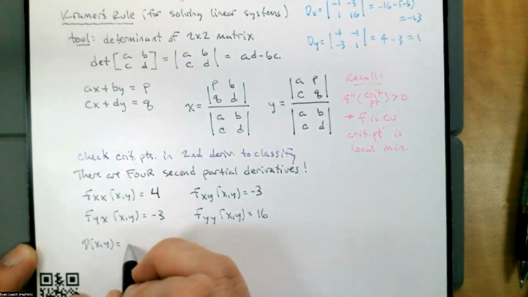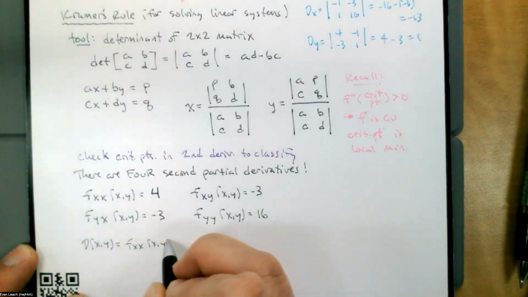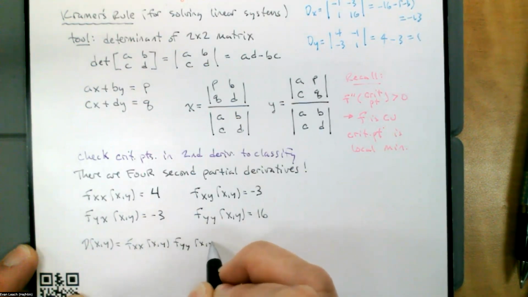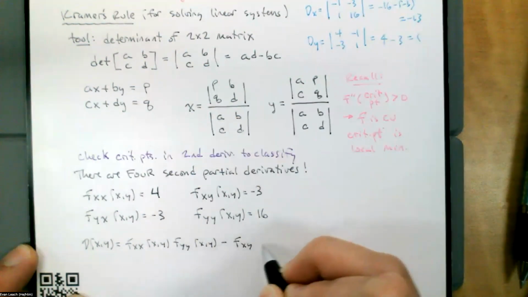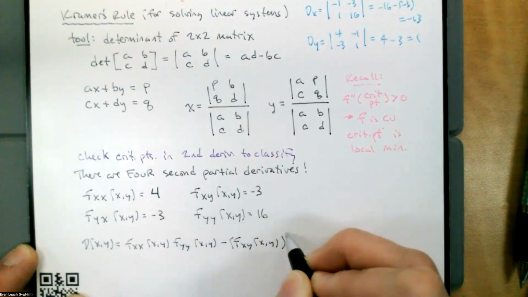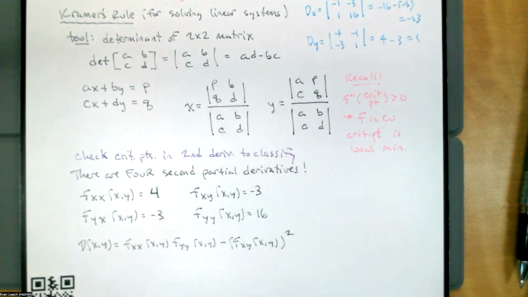I'm going to take fxx times fyy minus fxy squared. Don't write this down in pen. I'm about to erase it. Just this last term, this is what we're going to be thinking of.